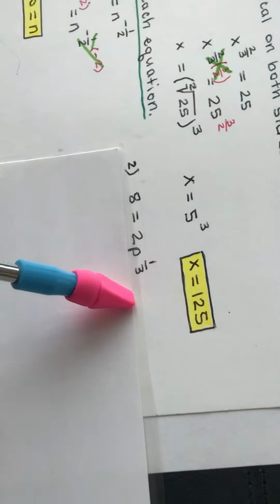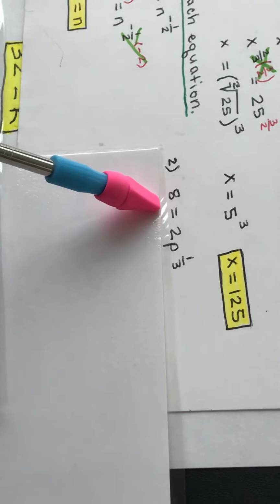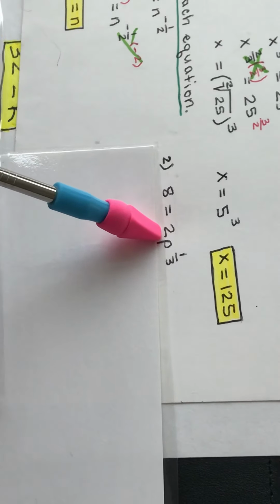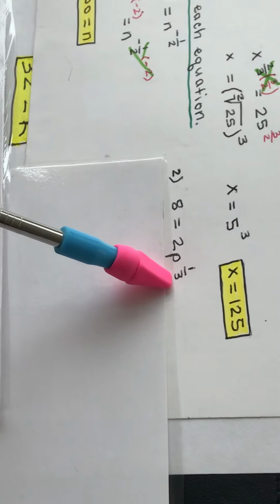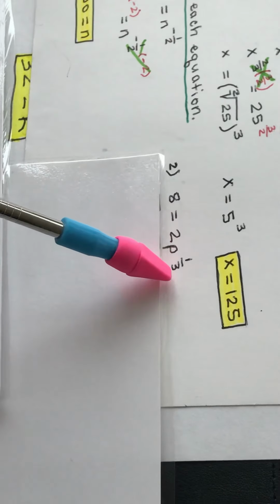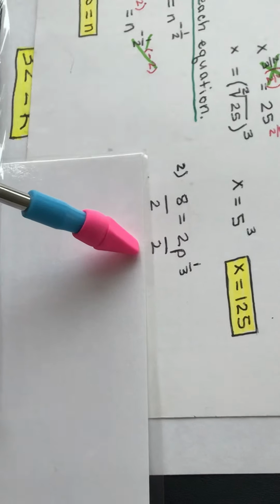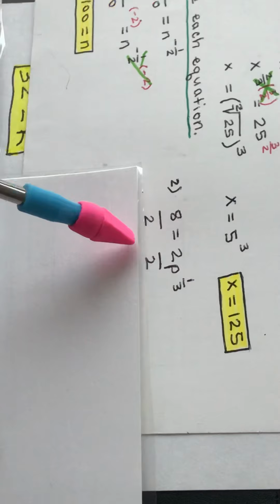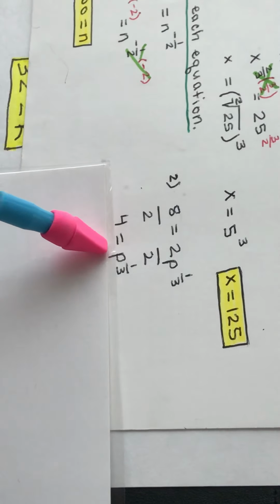Here's our next example. We have 8 equals 2p to the 1/3 power. I've got a number there, that 2. Let's get it out of the way first before we work with that fraction 1/3. So that's 2 times p to the 1/3. Opposite of times is divide. You know that we divide both sides by 2. 8 divided by 2 becomes 4. My 2's cancel. So I have 4 equals p to the 1/3.